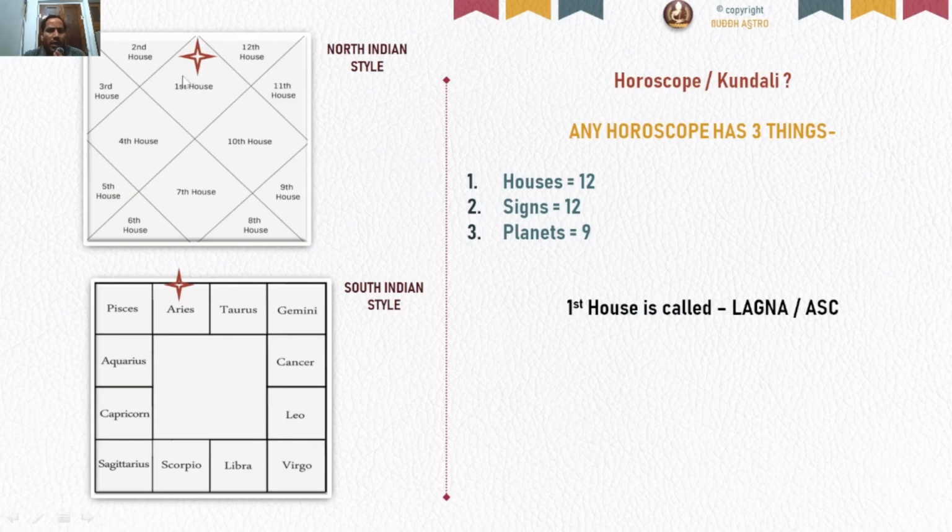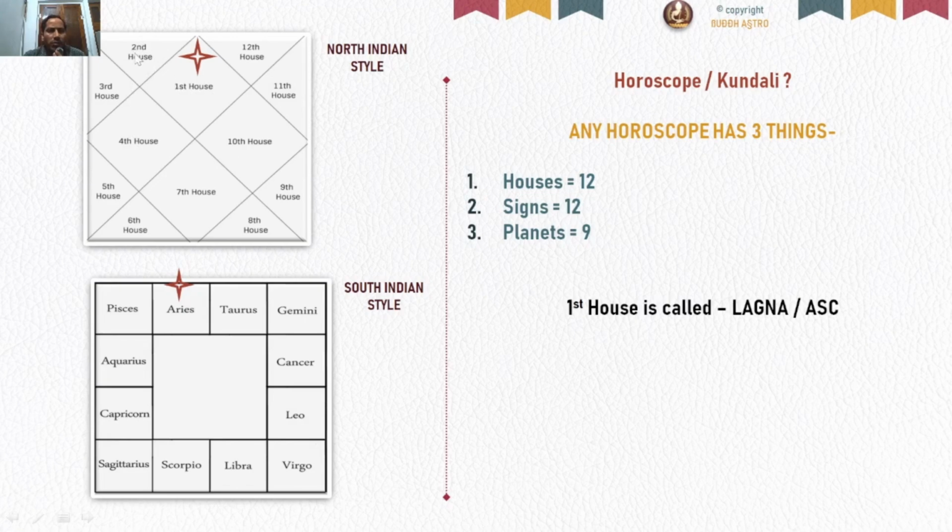In North Indian style, what we do is bhavas are fixed. This will always be the first house in any North Indian style. And then we go anti-clockwise. So if this box is the first house, then next will be the second house. Because Earth moves from west to east, that's why we take anti-clock direction.